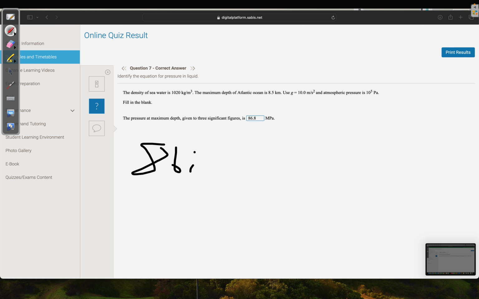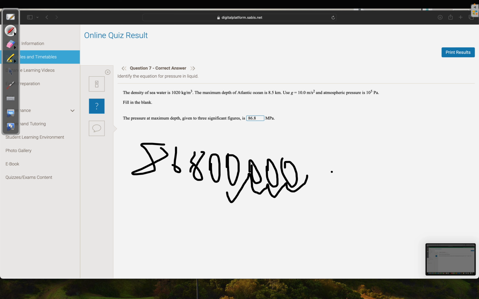6, then 8, 0, 0, 0, 0, 0. Okay, so now they want it in megapascals, which means we divide by 10 to the power of 6. So 1, 2, 3, 4, 5, 6, and we get that it is 86.8 megapascals.